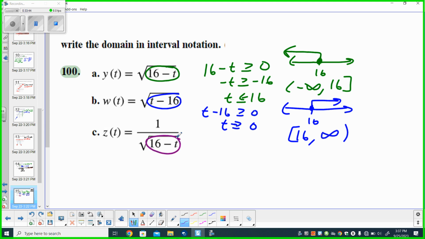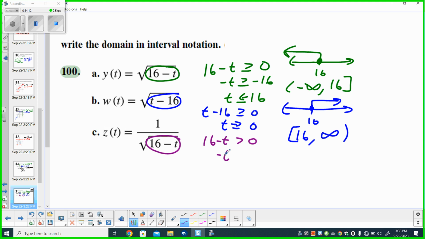You have the square root in which it has to be greater than or equal to 0, but because it's on the denominator, that means that the square root can't even be 0 anymore because you cannot have 0 as the denominator. So what we'll do now is we'll take that 16 minus t and make it greater than 0. It's no longer greater than or equal to, it will just be greater than, because it has to be a positive, but now it can no longer be 0.